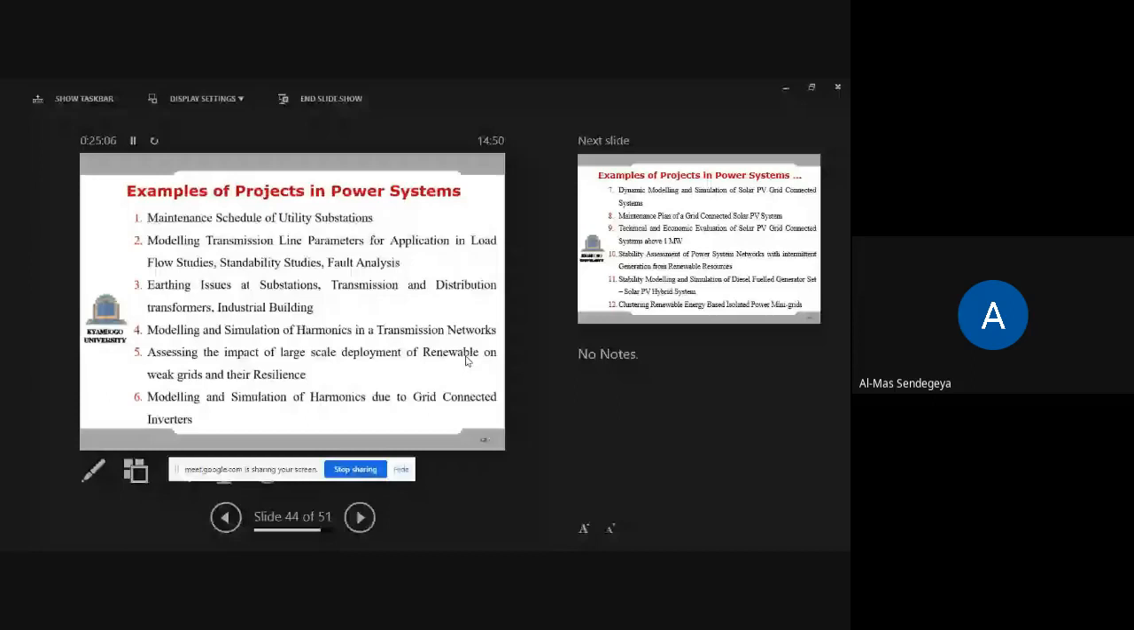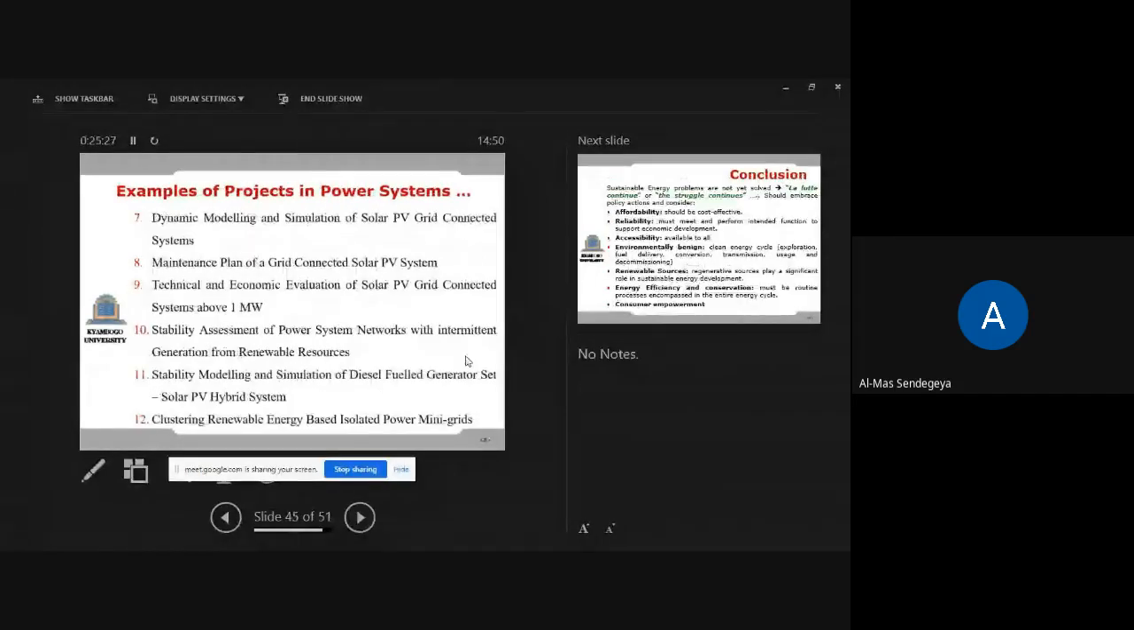Assessing the impact of large-scale deployment of renewable energies in weak grids, like most of the grids we have in Africa. And we want to see their resilience in the case of that intermittency. Modeling and simulation of harmonics, dynamic modeling, maintenance plan, technical and economic. I'm not going to explain them.